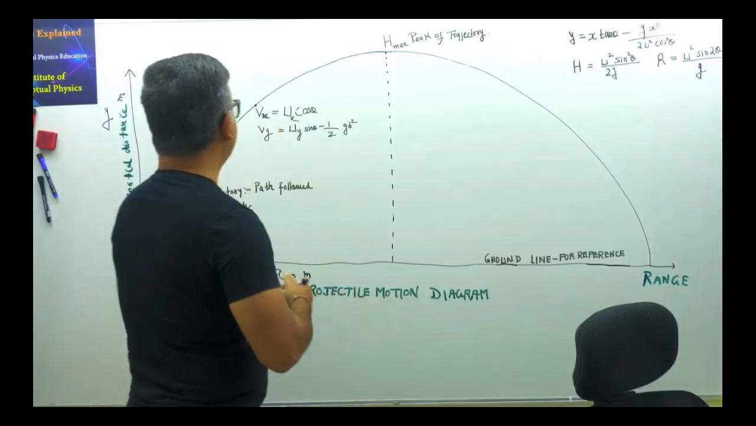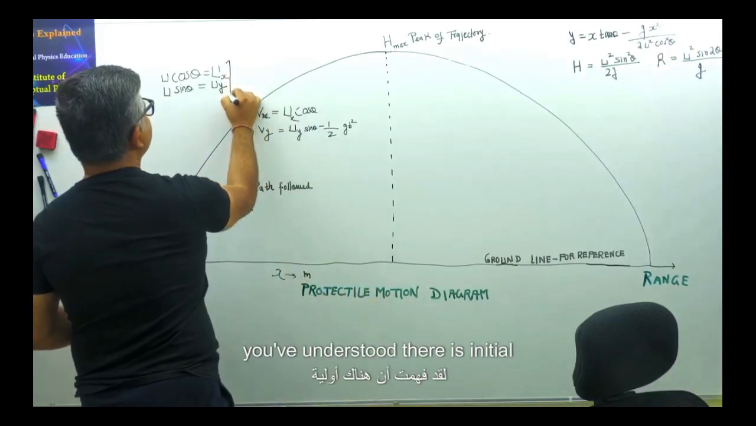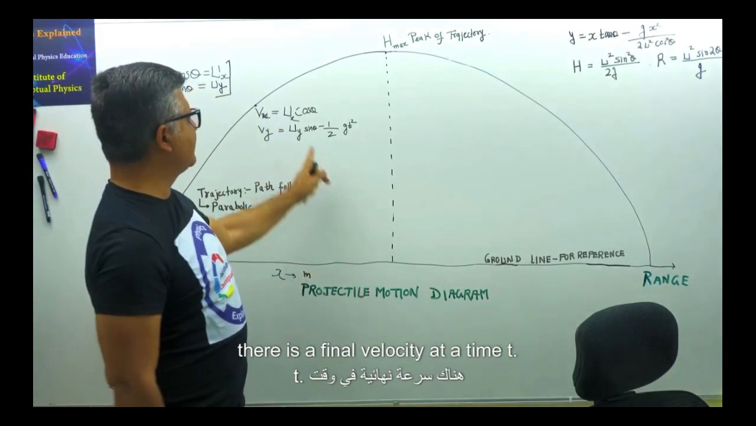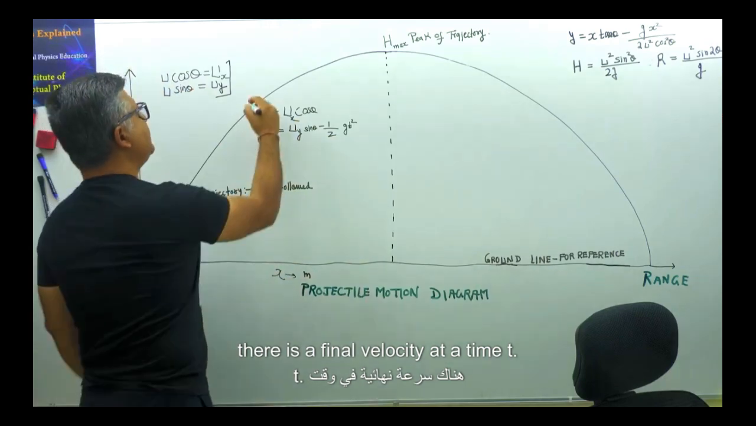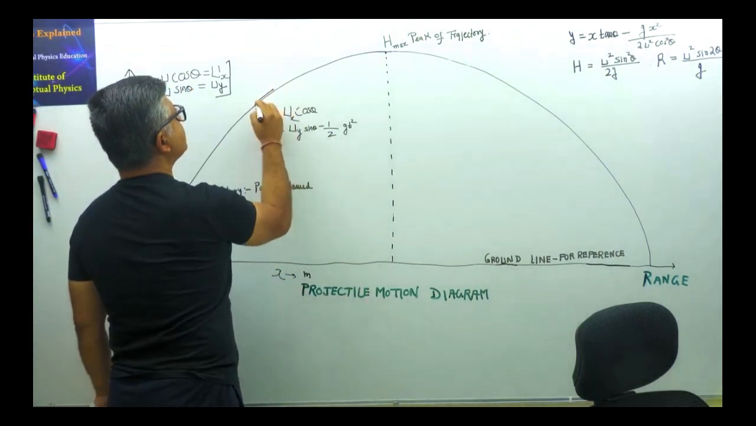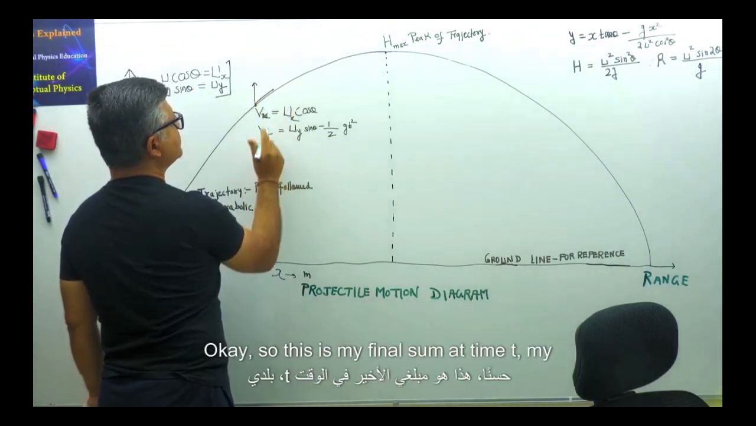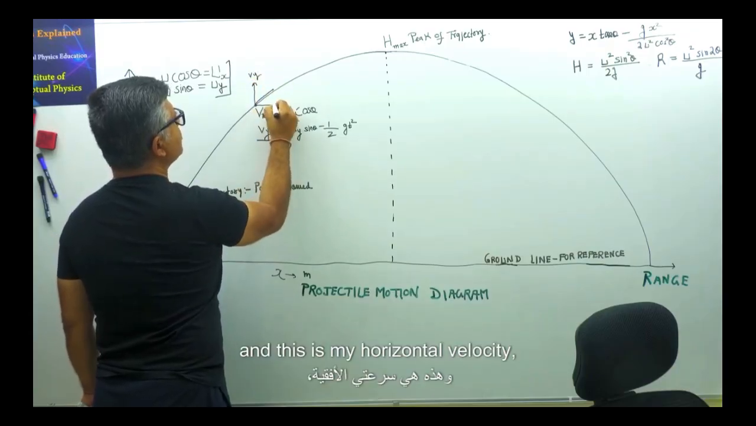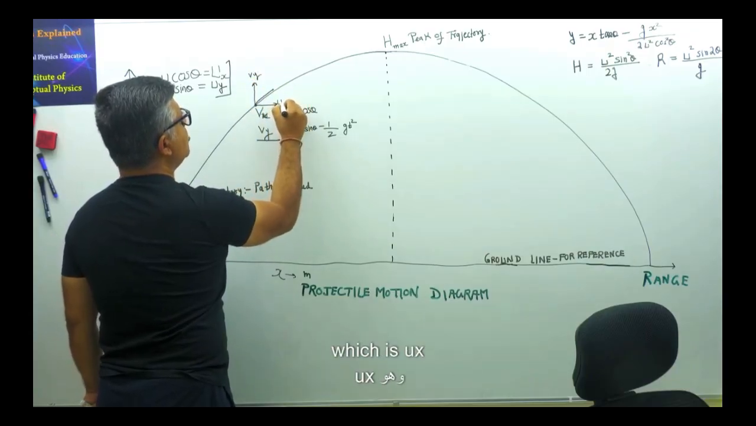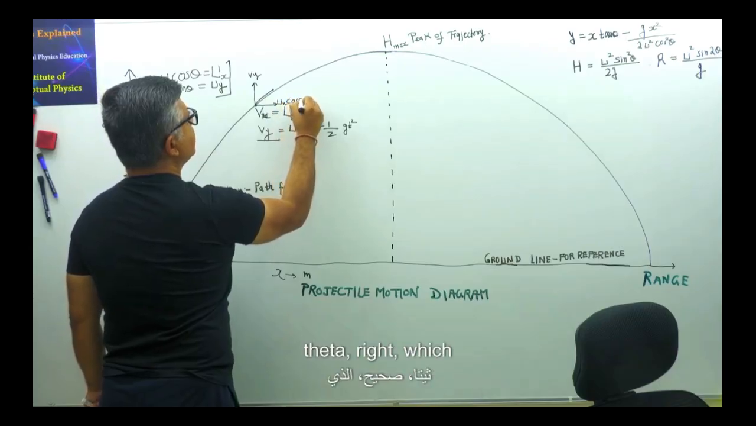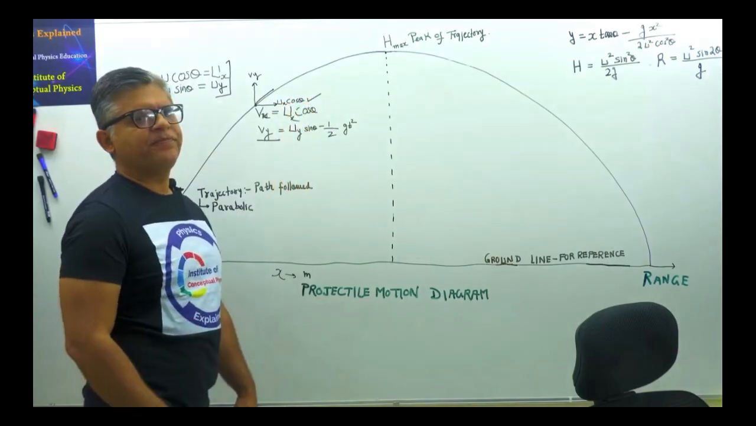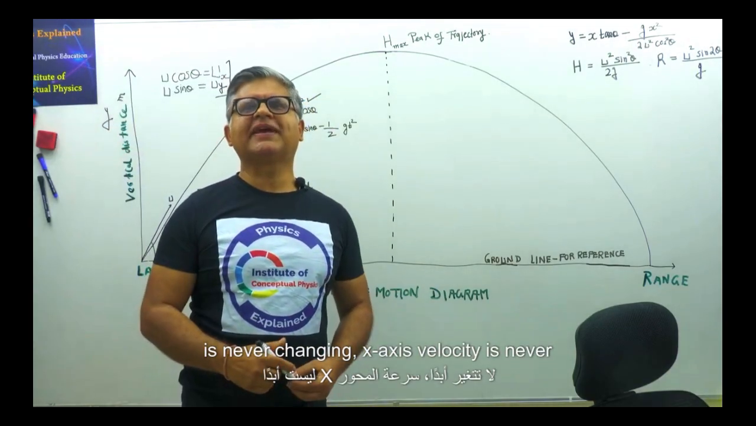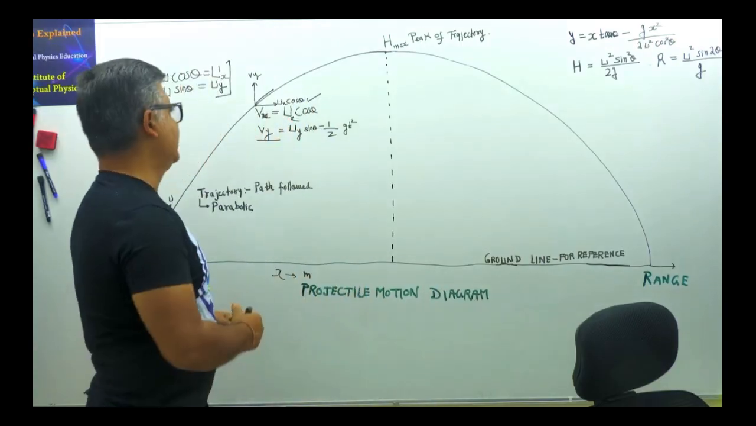All right. So far, we've understood there is initial velocity, there is a final velocity at a time t. So I can show it like this. This is my final velocity at time t, my vy, and this is my horizontal velocity, which is u cos theta, which is never changing. The x-axis velocity is never changing.